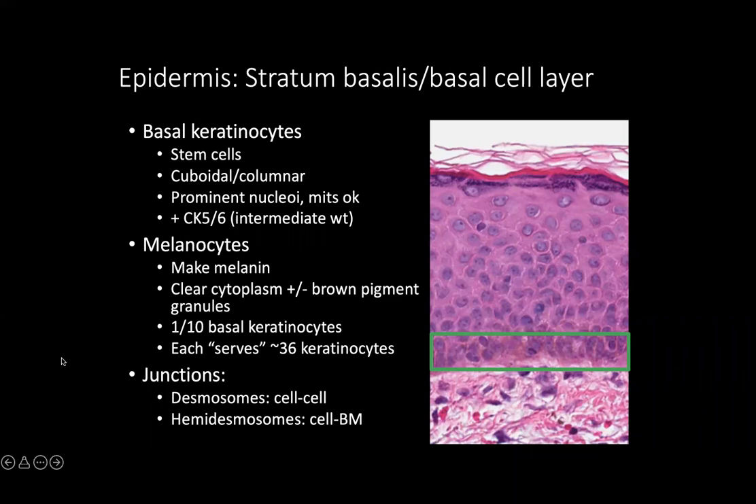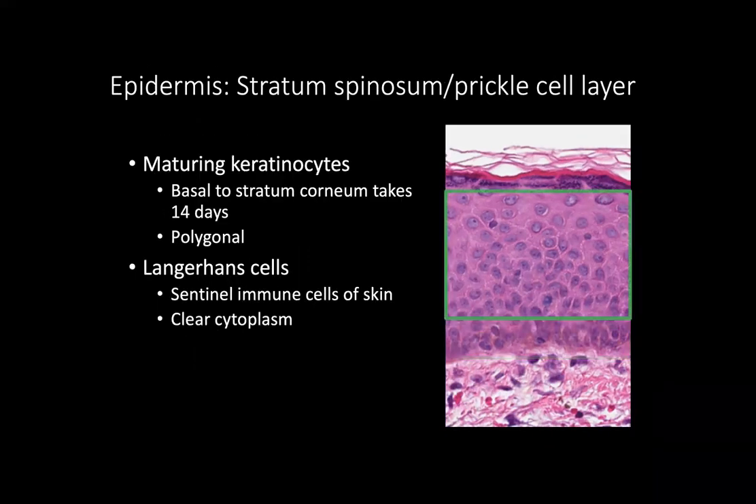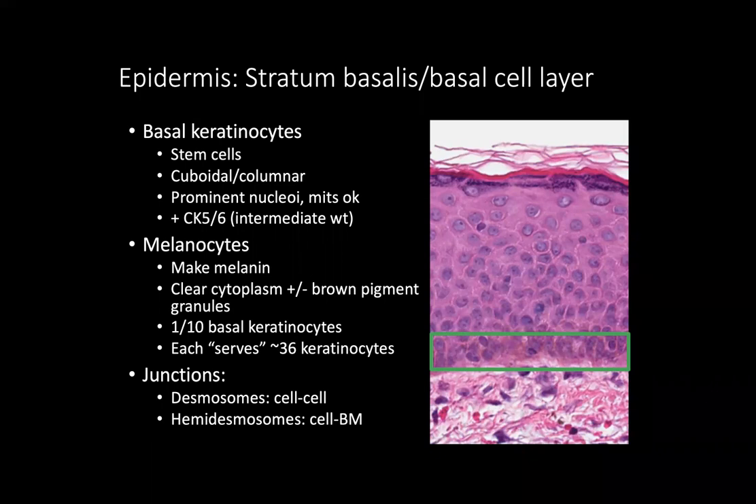For junctional proteins, you've got desmosomes, which hook up the cell-to-cell connections, and you have hemidesmosomes, which hook up the cell to the basement membrane. And there will be some basic science lectures in which we go into this even deeper in terms of the names of the proteins and how they're all interconnected.